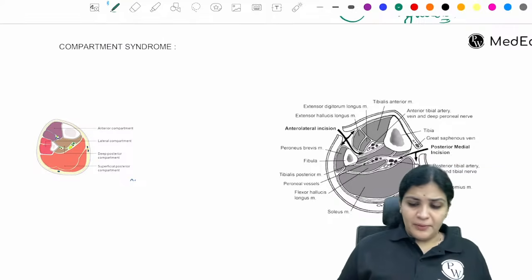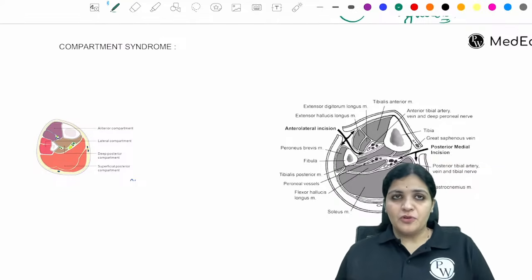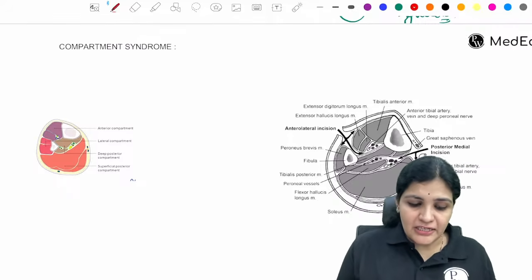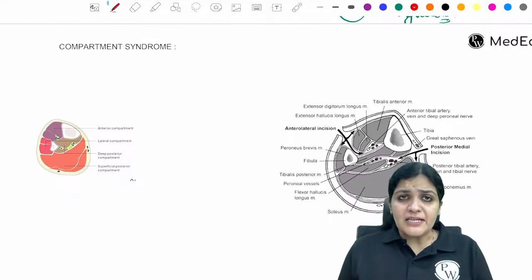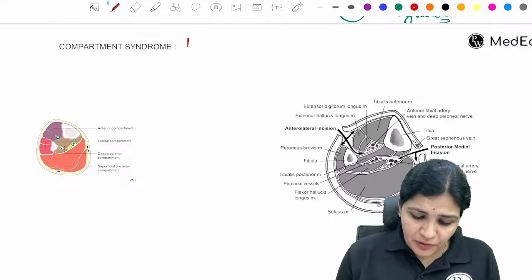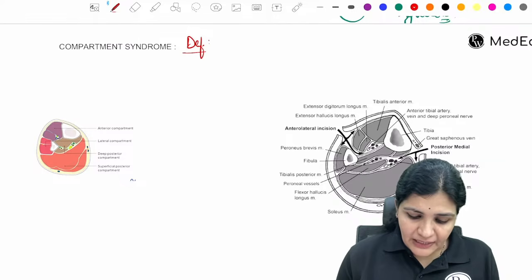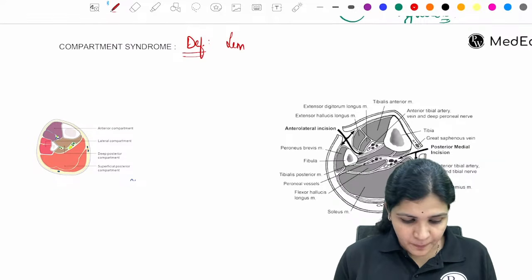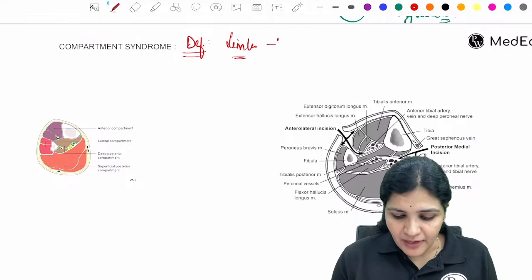one more important complication, that is your compartment syndrome. One more important complication and one more important question which they usually ask is your compartment syndrome. So what is a compartment syndrome? Before writing, you always have to start with the definition of compartment syndrome. As you know, the limbs are divided into osseofascial compartments.